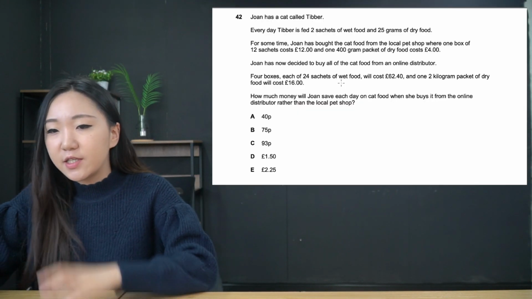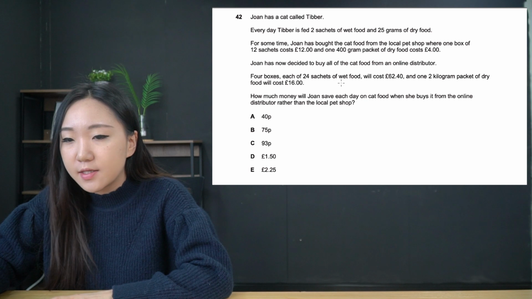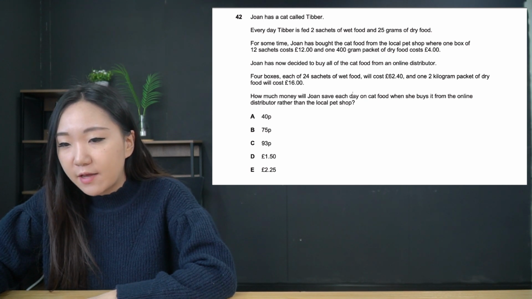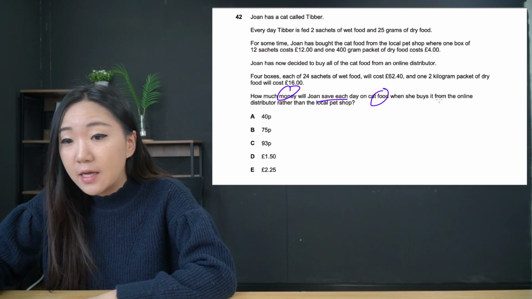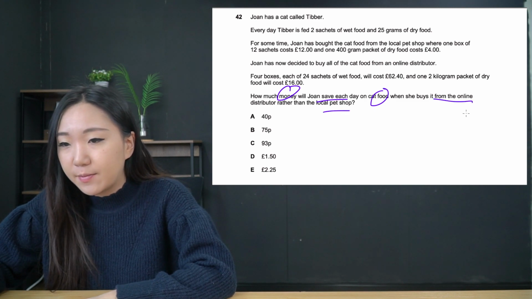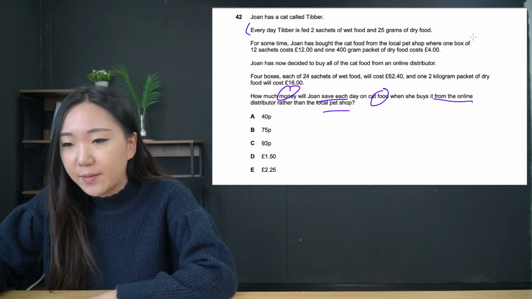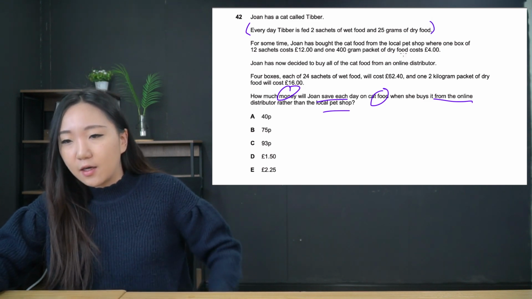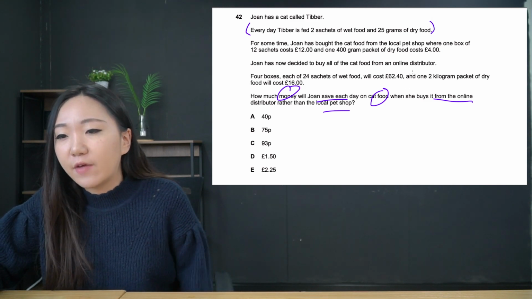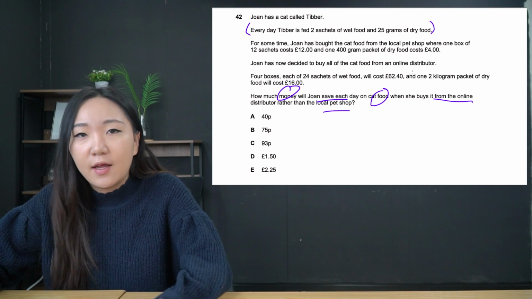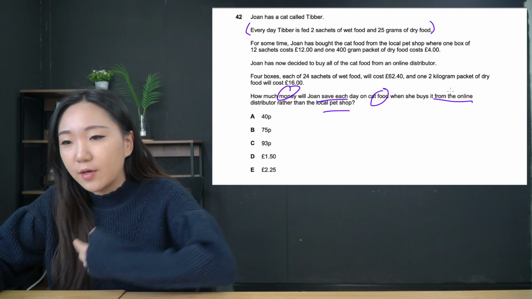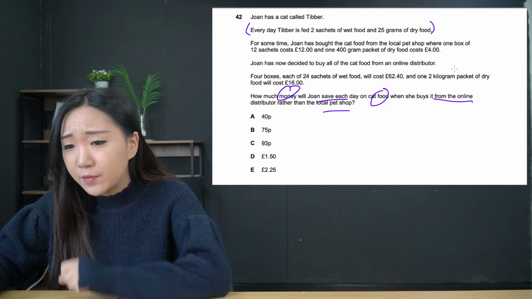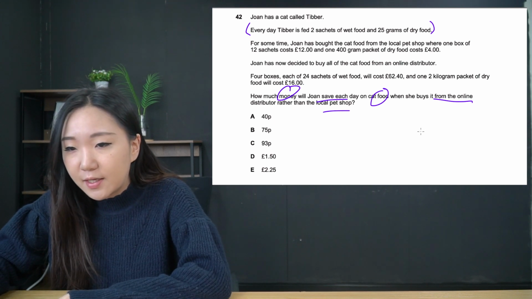Right, so you have another question here. This one is asking us how much money will Joan save each day on cat food when she buys online versus the local pet store. She has a cat called Tiba and he eats this amount of food, and I'm guessing there are just different costs, we just have to add it up. So again, this one is a very simple calculation: addition, multiplication, your basic skills. Unfortunately there's no shortcut here, you're just going to have to work it out. So let's go through this quickly.